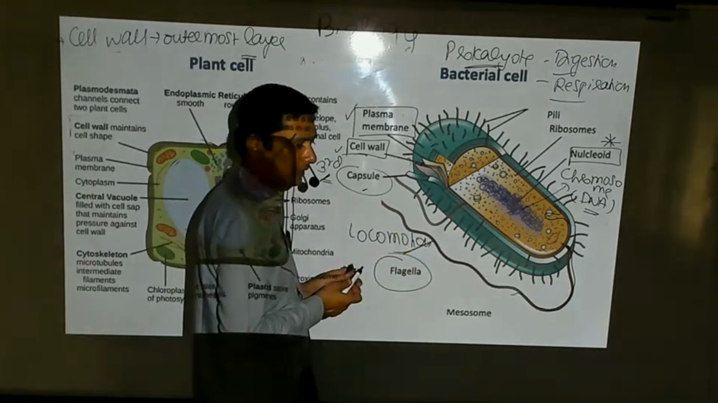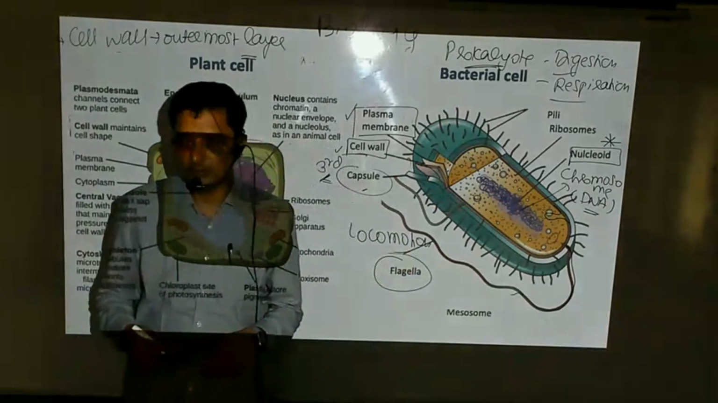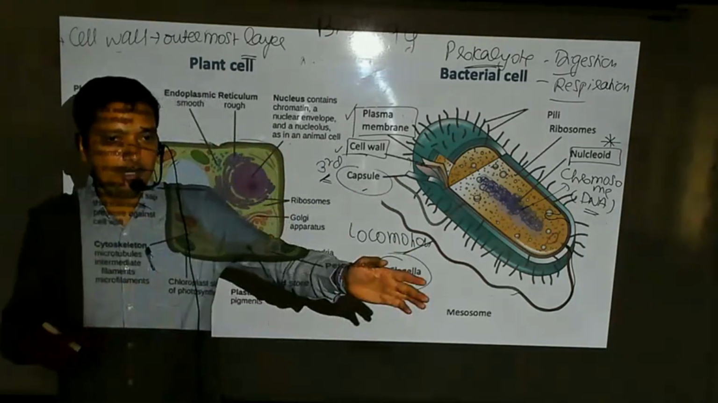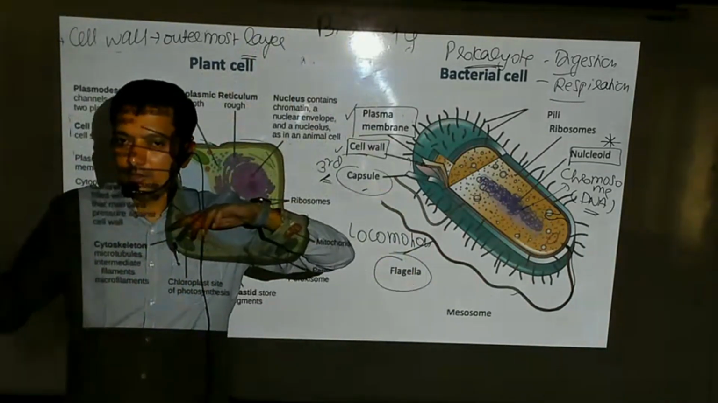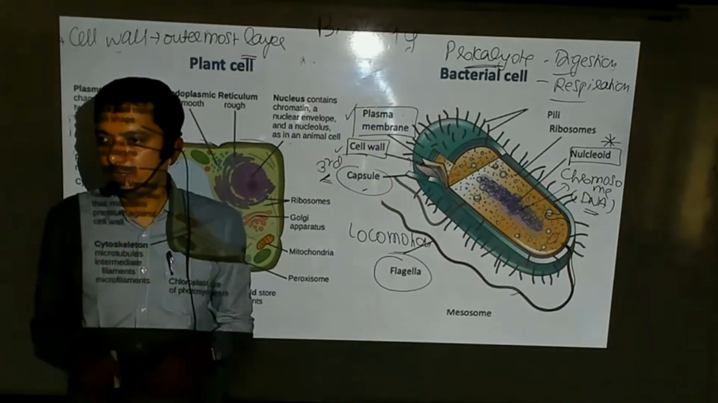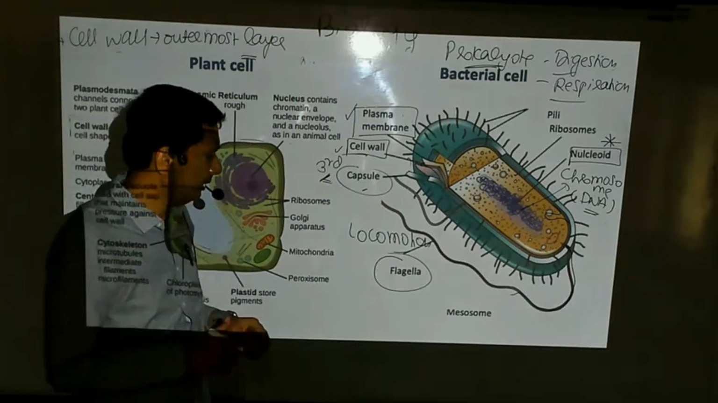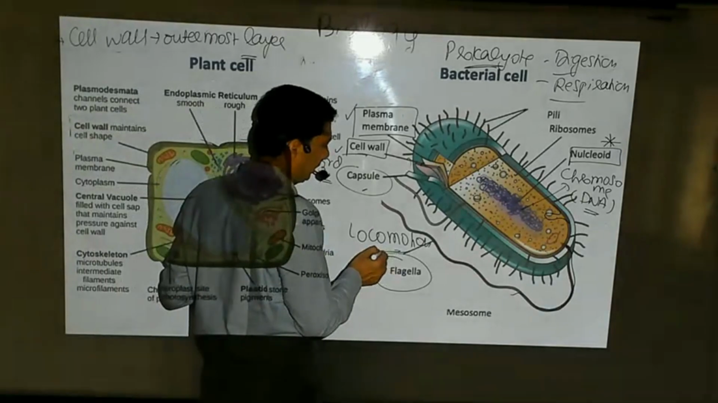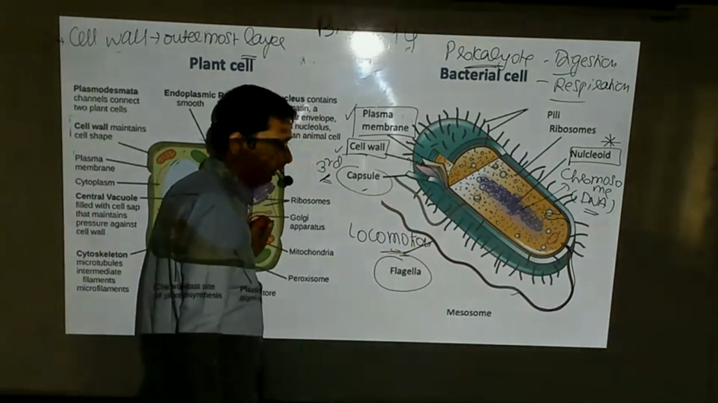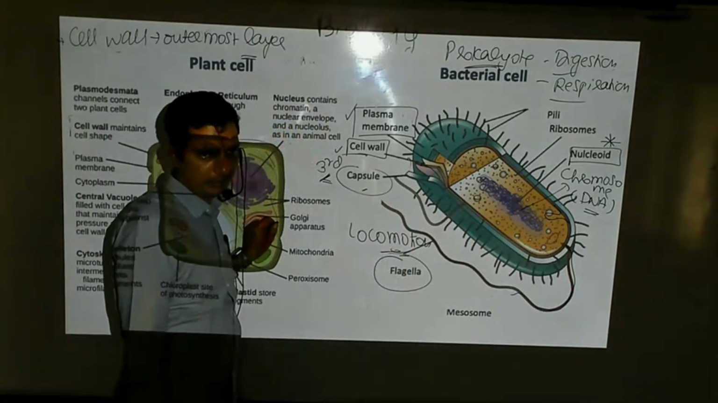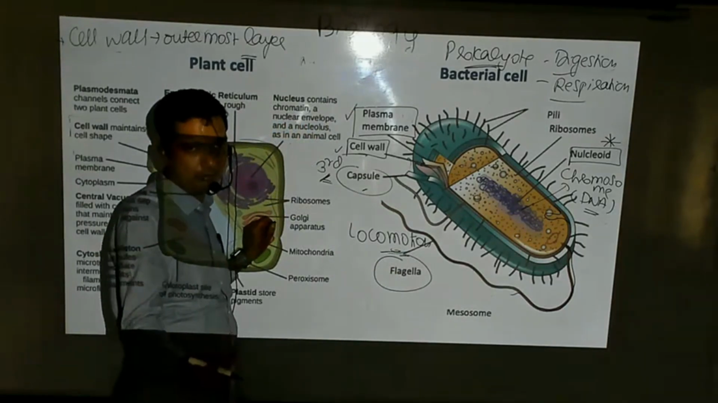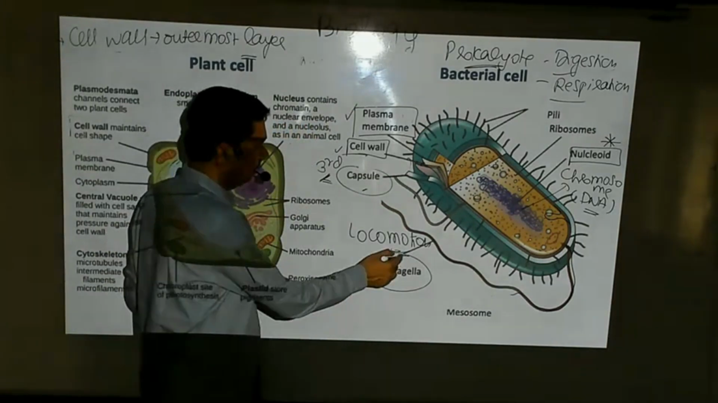So with the help of flagella, because where are bacteria generally found? Maybe inside our body, maybe in the water, maybe in the air. It can basically swim with the help of flagella. Flagella is a locomotory organ that helps in the movement of bacteria. That is what's called locomotion. That is the role of flagella.